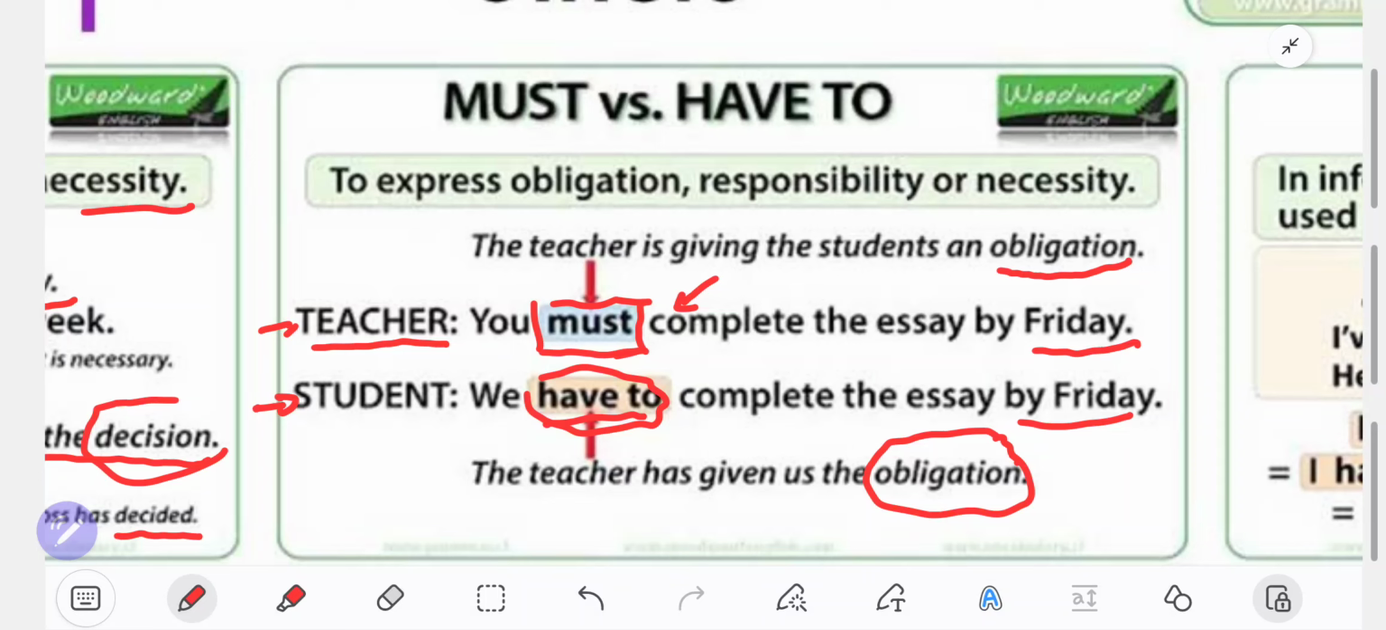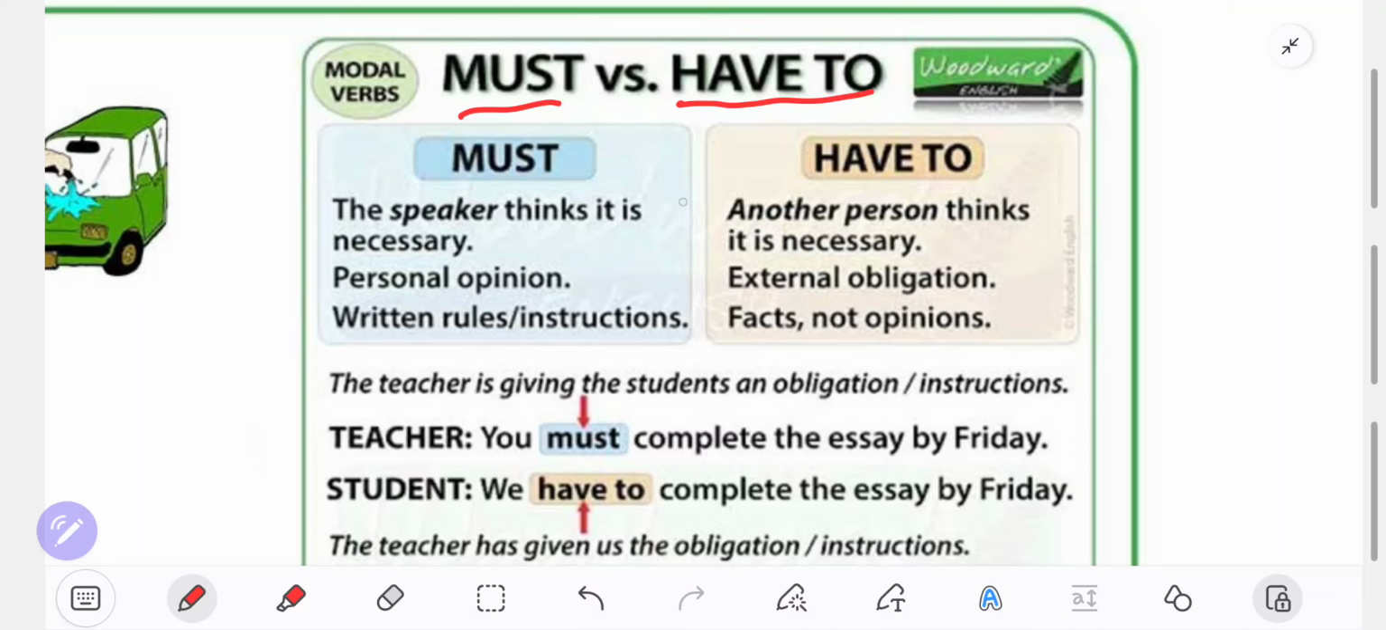Okay, for the next explanation about must versus have to. Must: the speaker thinks it is necessary, personal opinion, written rules, or instructions. But for have to, another person thinks it is necessary, external obligation, facts, not opinion. Okay, this is the difference between must and have to.